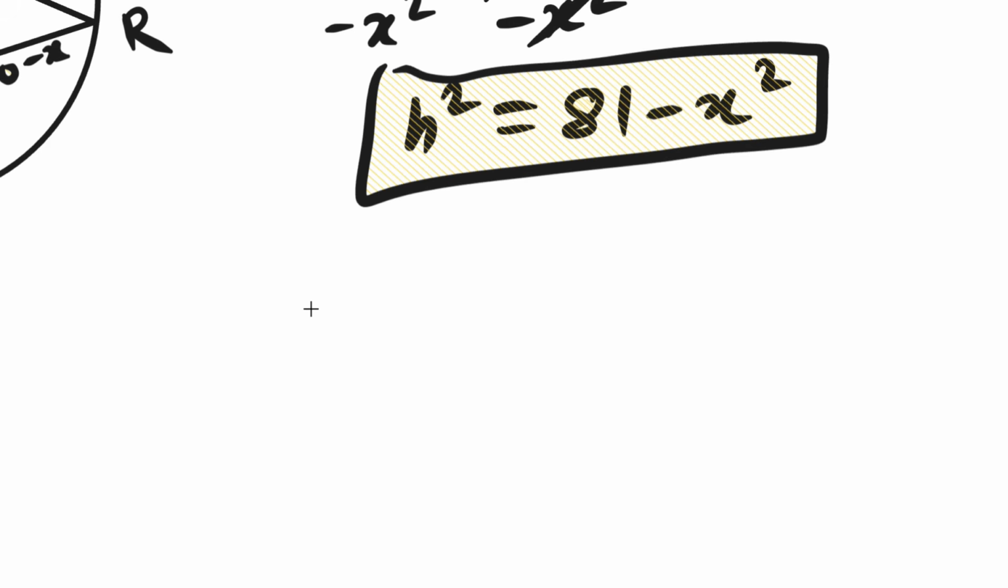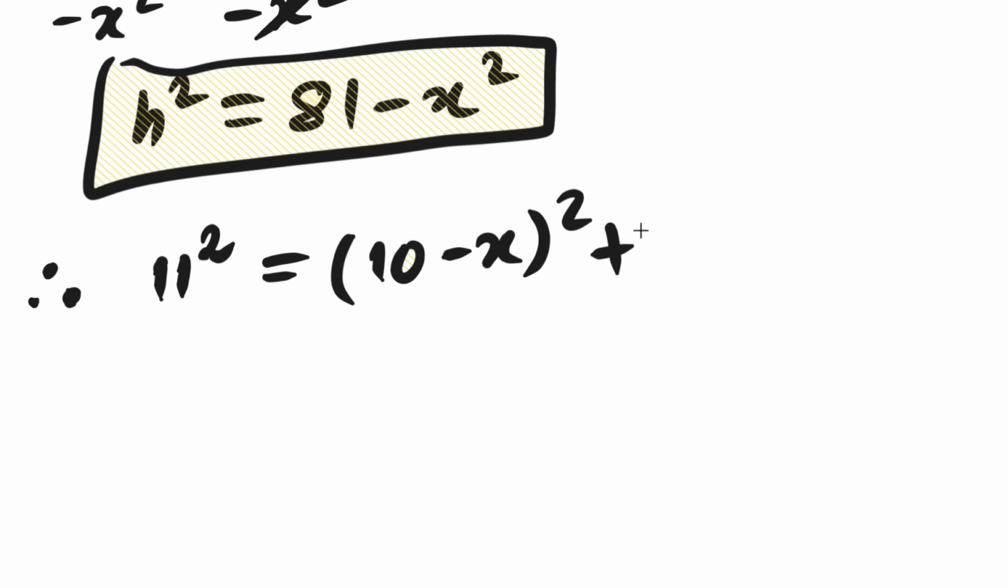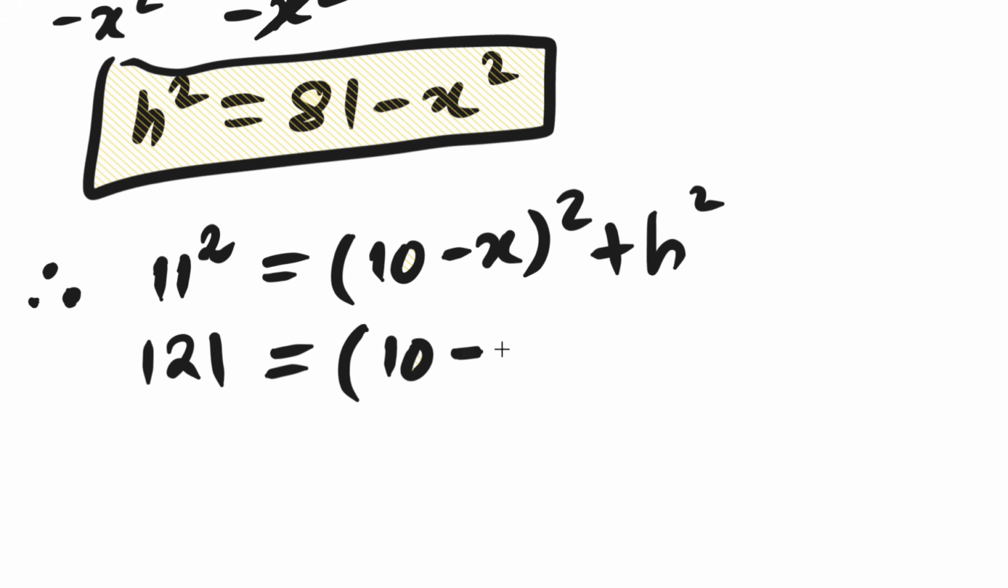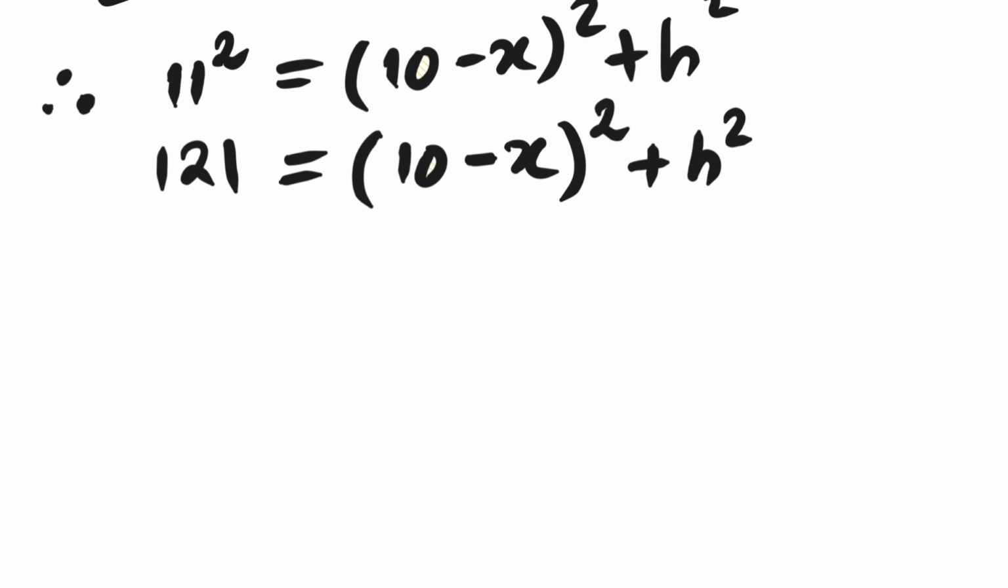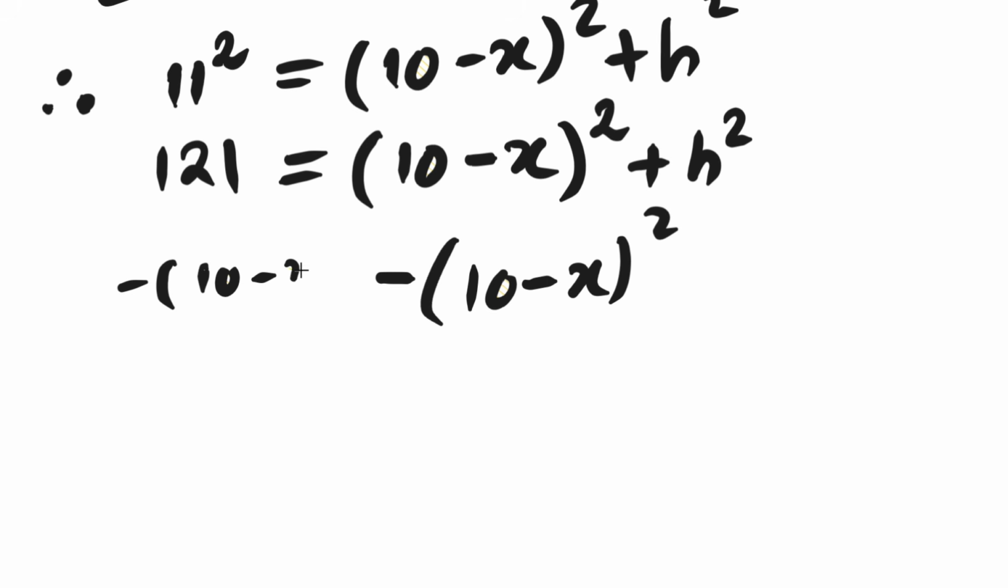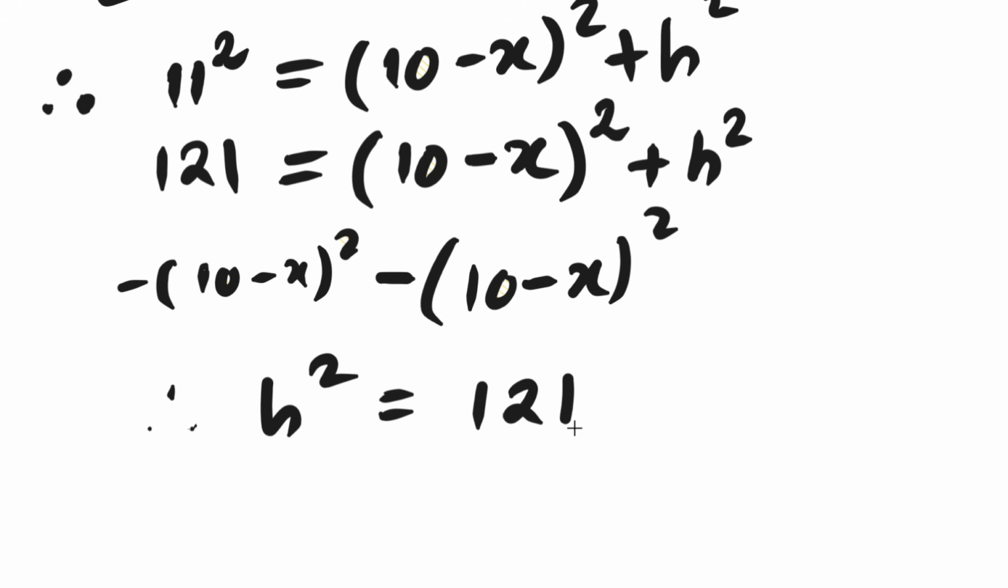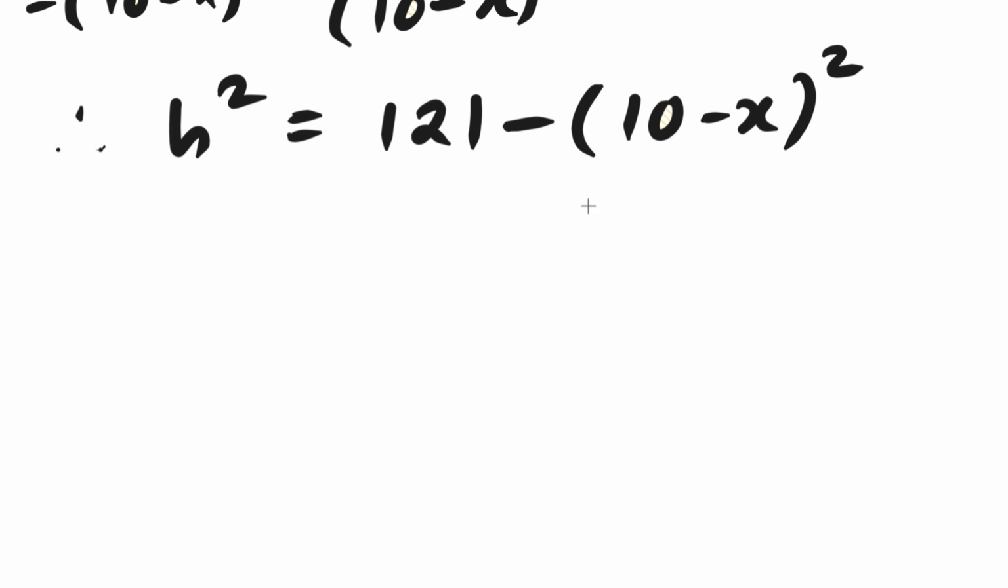So, applying the Pythagorean theorem again, we get 11 squared equals the quantity 10 minus x, whole squared, plus h squared. 11 squared is 121, so we have 121 equals the quantity 10 minus x, whole squared, plus h squared. Now isolate h squared by subtracting the squared expression from both sides. This gives us h squared equals 121 minus the quantity 10 minus x, whole squared. That is our second equation.